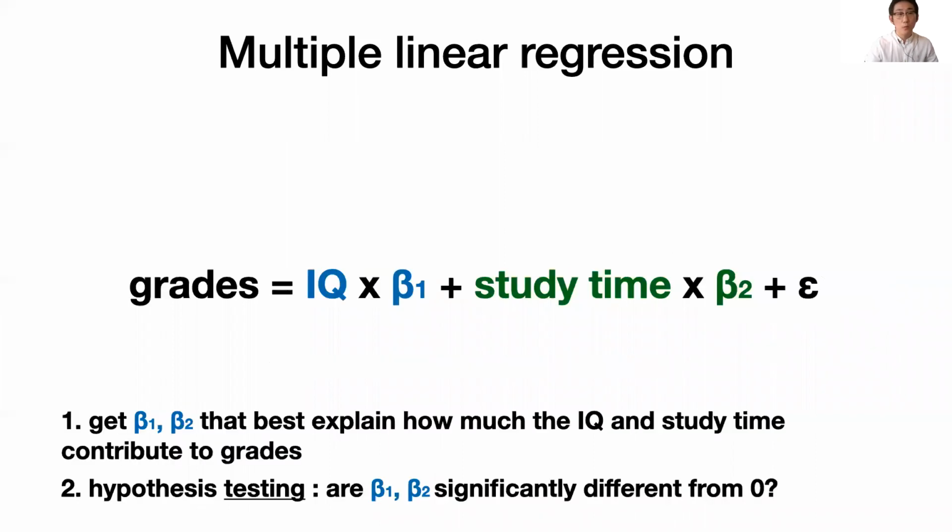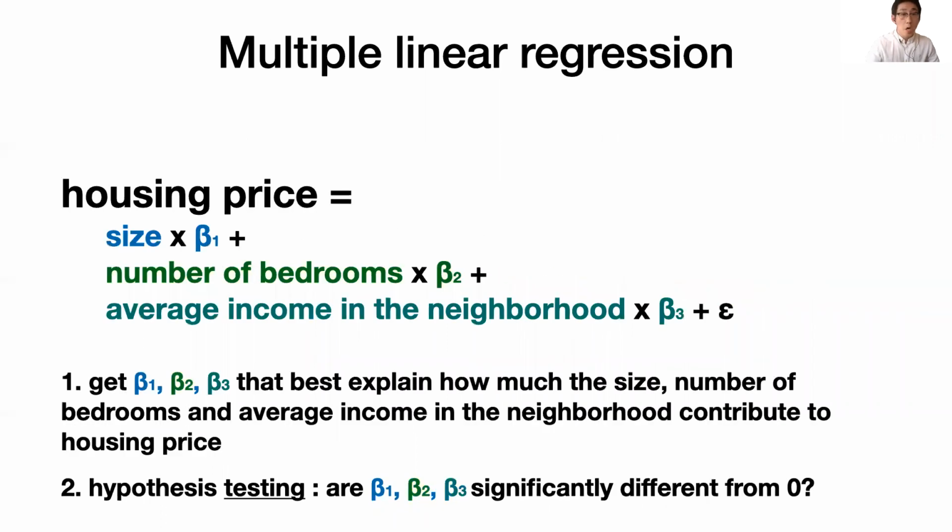One example can be like exam grades can be predicted based on IQ and study time. So this time again, get the gradient and test whether they are different from 0. If they are different from 0, we have the model to predict grades based on IQ and study time. Another boring example, housing price: size, number of bedrooms, and average income in the neighborhood can be used to predict. Again, we get the gradient and hypothesis testing. Are they different from 0?